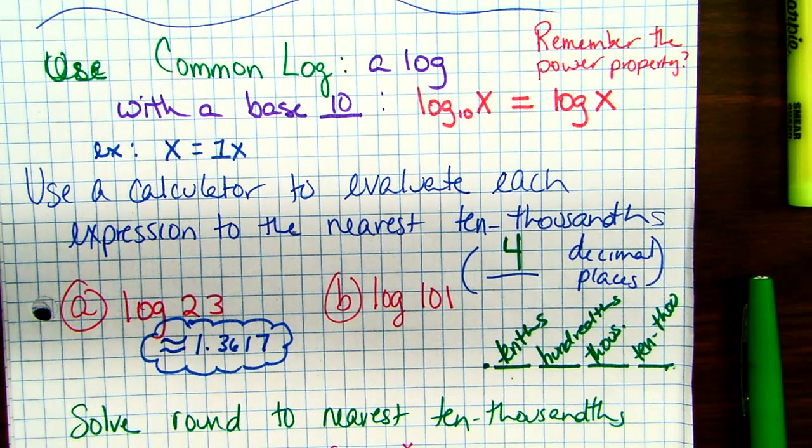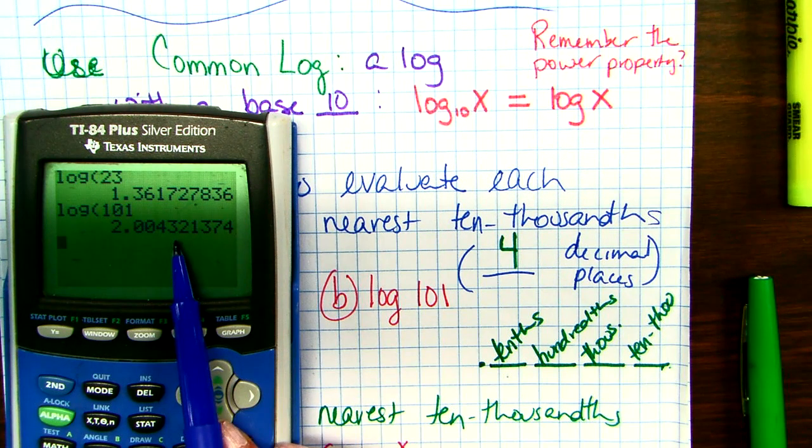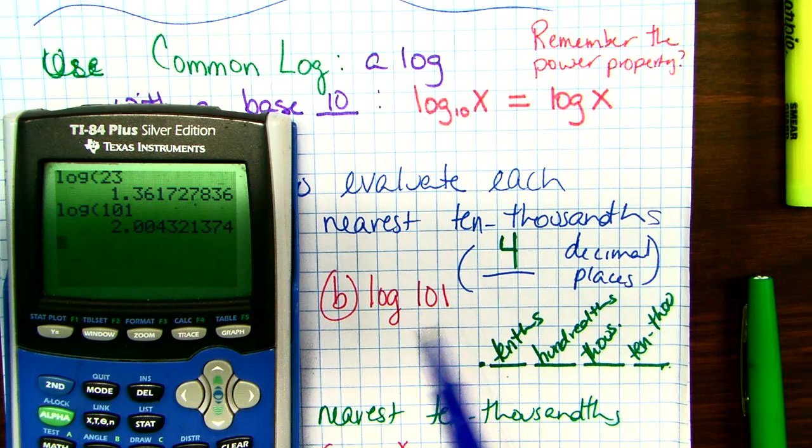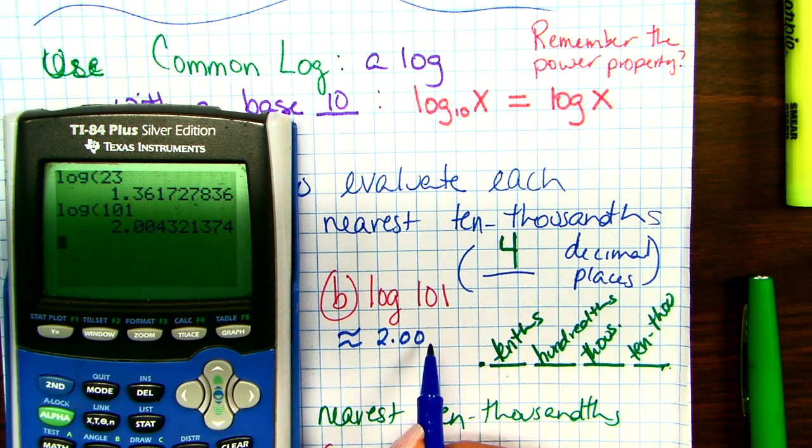Same thing with this one. Log 101. Put it in my calculator. Round correctly. The 4th place is the 3. The number to the right is its boss, so the 2 tells the 3 to stay the same. So 2.0043. 4 decimal places.